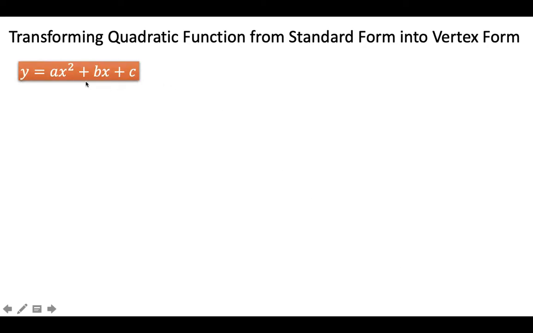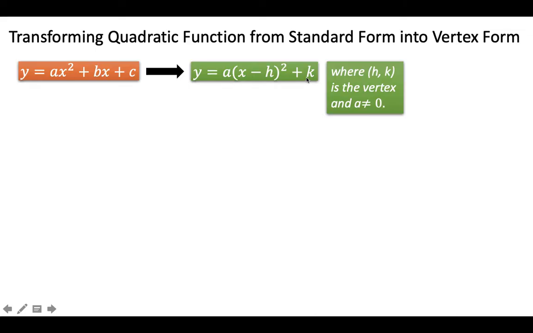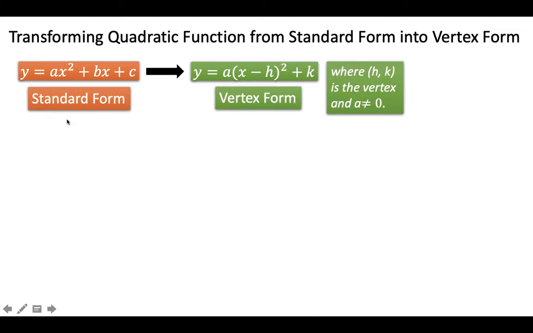y is equal to ax squared plus bx plus c transformed into y is equal to a times quantity x minus h squared plus k, wherein (h, k) here is the vertex and a must not be equal to 0. In some other references, this function is called a standard form of quadratic function, and this one is a vertex form of quadratic function.